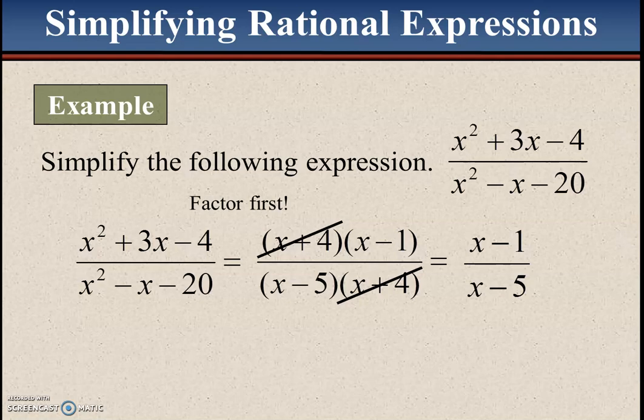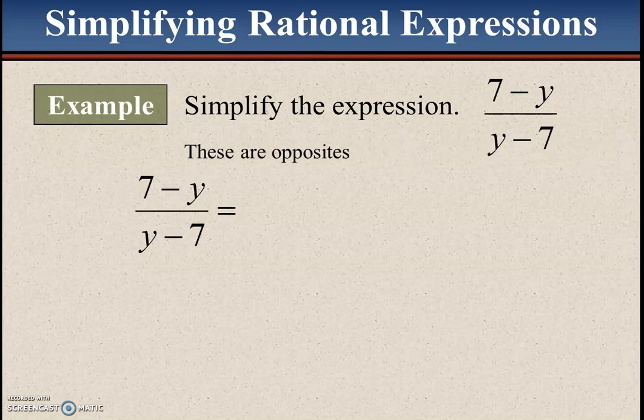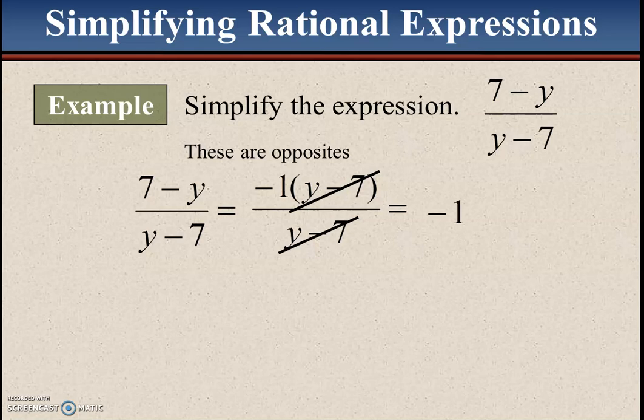That's your final answer. Here's another one, which, watch out, there's a special way of handling it when there's a reversed subtraction. We've seen this before. Basically, they are opposites of each other. So if I factor a negative 1 out of the top, I can rewrite it as a positive y minus 7 on the top. And now those 2 binomials are equal. Remember, the bottom of the fraction is just a 1, so I don't even have to write it. Negative 1 is my final answer.